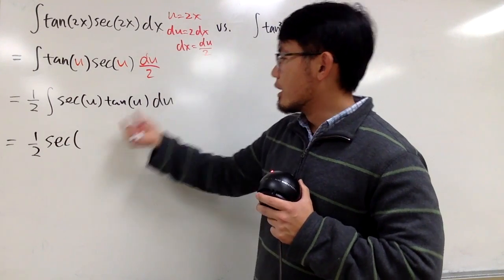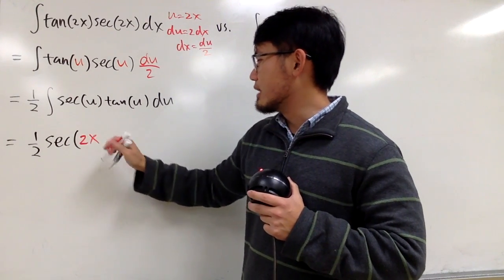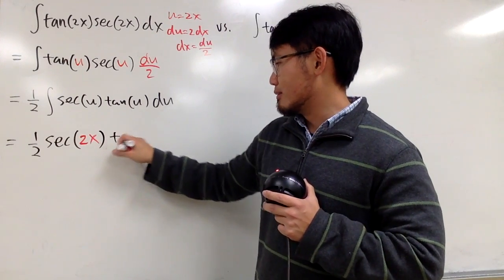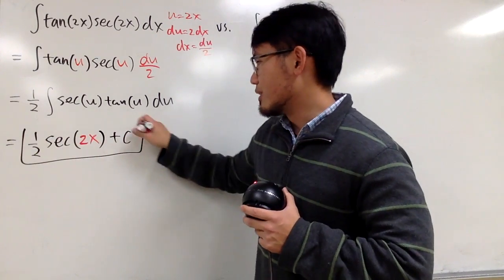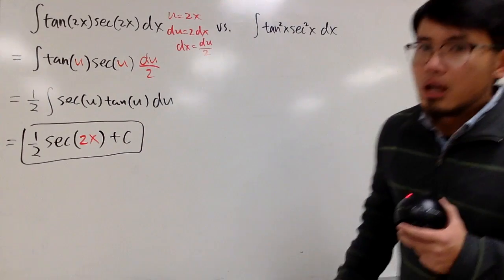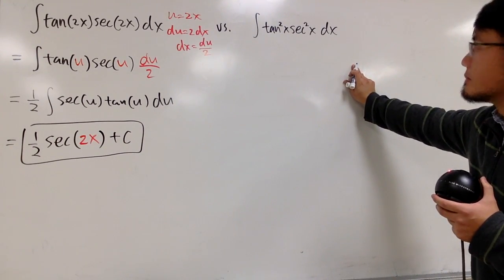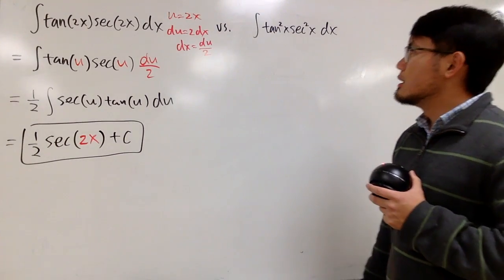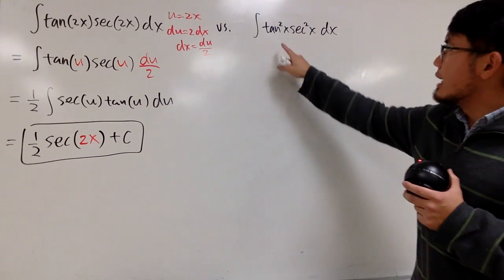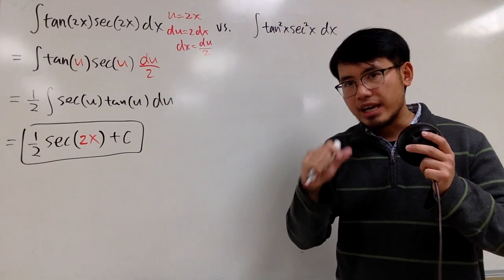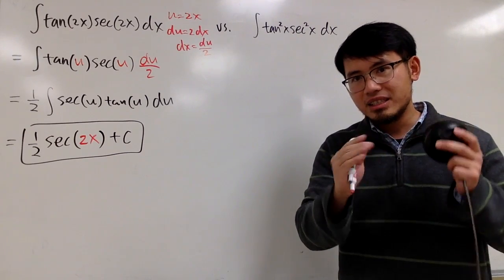And let me just put the 2x back now. Save one step if you do that, and we're done. Plus c, and this right here is it. Well, for this one, it's weird. Well, let's see. Don't forget this means tangent squared x and then secant squared x.